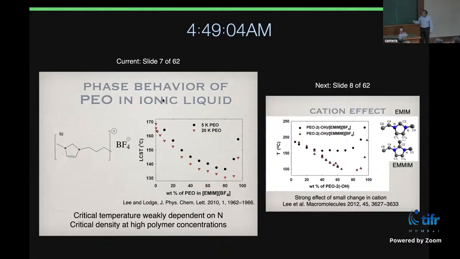But in this case, the entropy of mixing must favor phase separation. Okay? And so why is that? It's actually very common in polymers, but it's not well understood. And so this ionic liquid seemed to be a system where we could study this LCST, in addition to thinking about why there are some really strange things, why this critical density is at such a high concentration. There's some strange things about this system, which I will touch on next week, but not dwell on today.